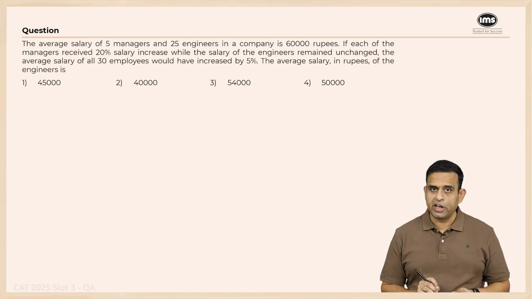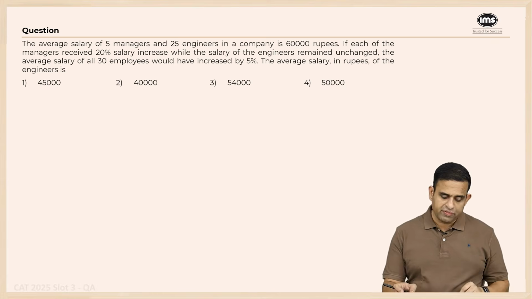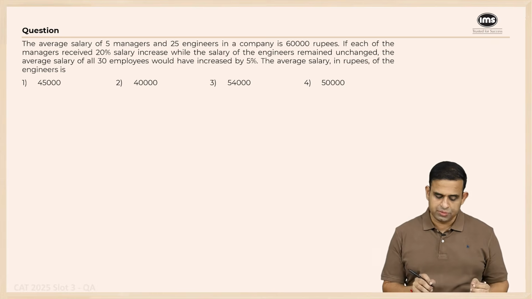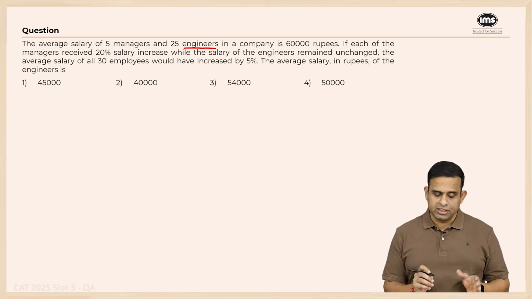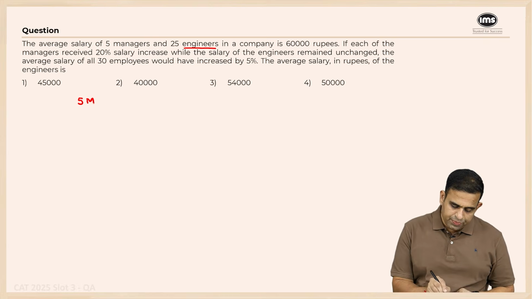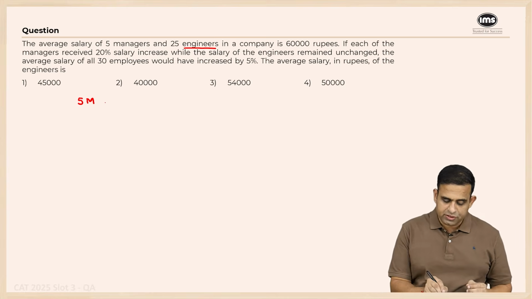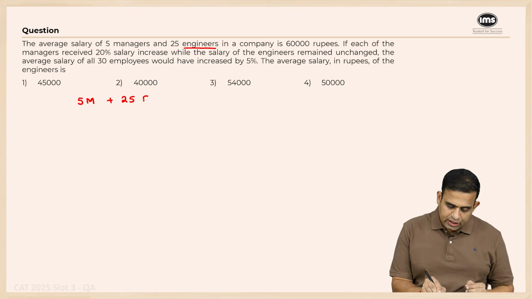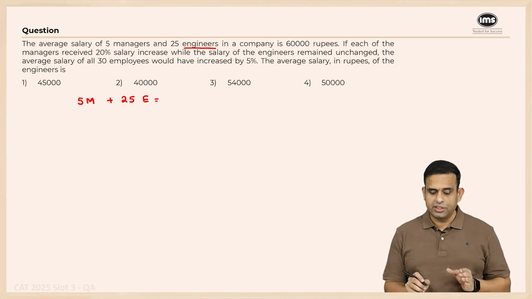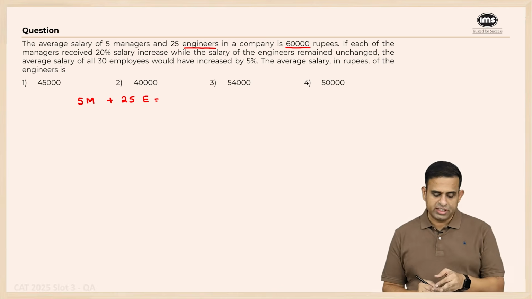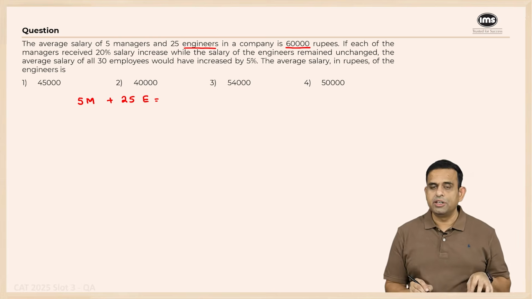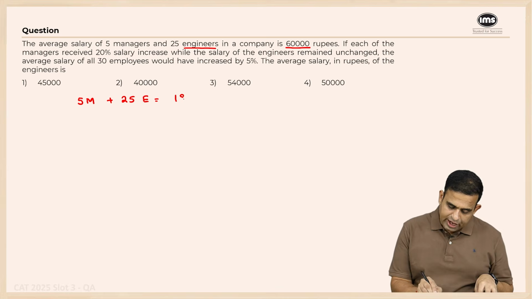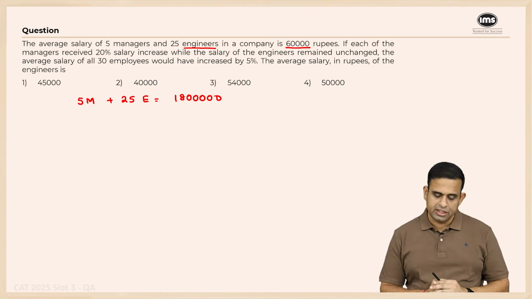So in this particular context, what we can do is look at the longer method first. Suppose each manager has a salary of M on an average, and for an engineer the number is E. So the total amount received by the managers must be 5 into M. Total amount received by all the engineers will be 25 times E. And because the average is 60,000 and the number of people is 30, this would be equal to 60,000 into 30, giving you 18 lakhs. So we got one equation in this particular case.